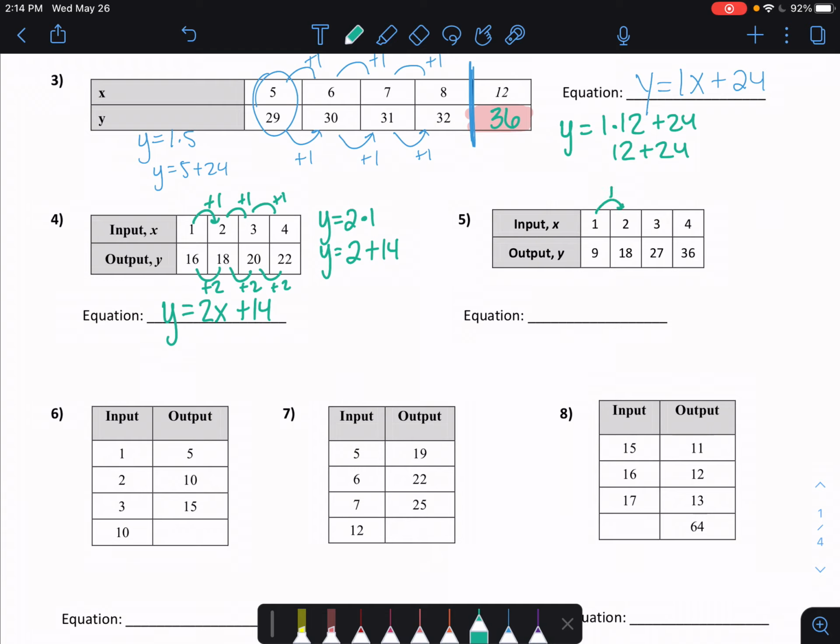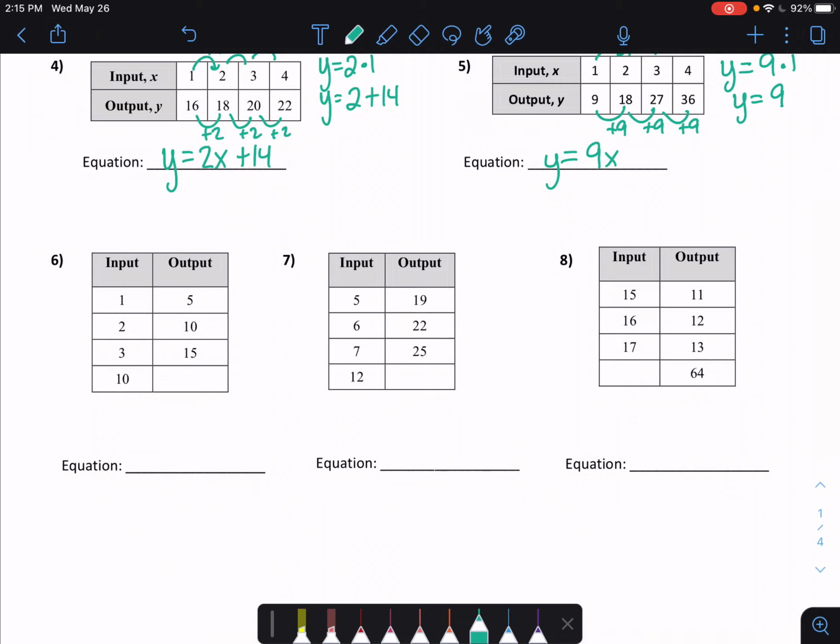In number 5, it goes by 1s. And then my y's, or my outputs, go by 9. So I'm going to start with y equals 9x. And then when I check y equals 9 times 1, it comes out the way it's supposed to, so my rule is done.